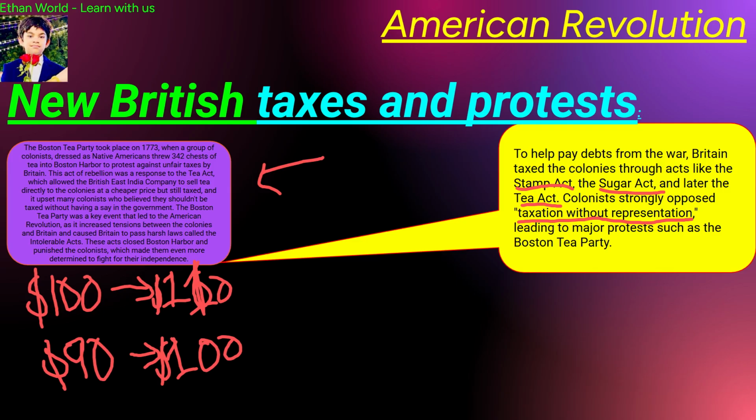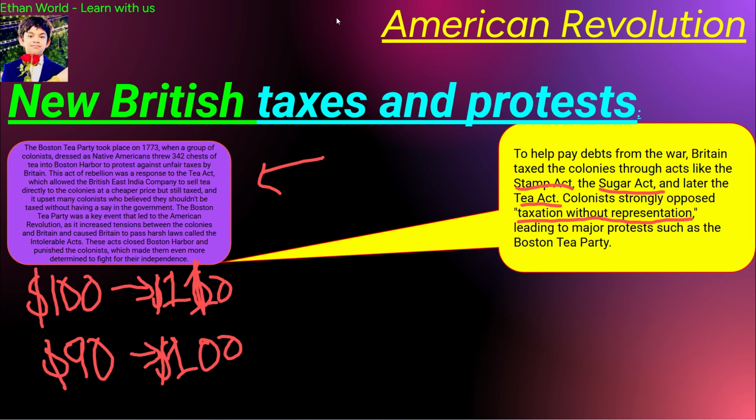The Tea Party was a key event that led to the American Revolution. There were many more, like the Stamp Act, Sugar Act, and many more. But the Boston Tea Party was one of the main key events that led to the American Revolution, as it increased tensions between the colonies and Britain, and caused Britain to pass harsh laws called the Intolerable Acts. The Intolerable Acts were to punish the colonists. So the colonists that dressed up as Native Americans got caught at last, and the Intolerable Acts was when they punished the colonists.